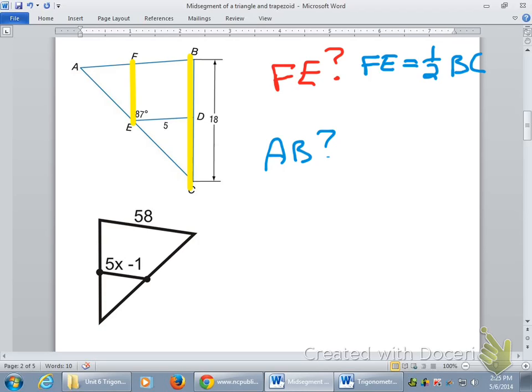And now I have a little formula, right? So fill in what you know. FE is half of 18. And that means FE is 9. So I know some of you like having it in formula better because it's just easier to follow. Now what about AB? I should have done all that in a different color.